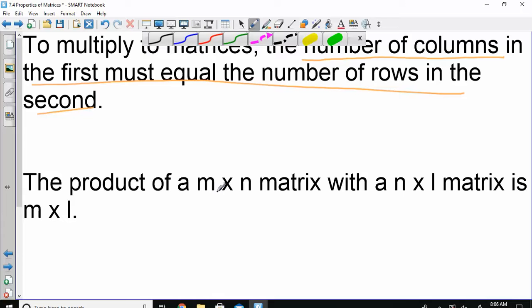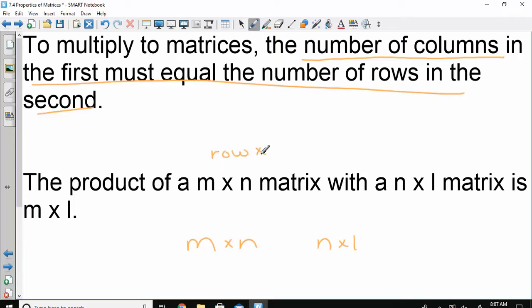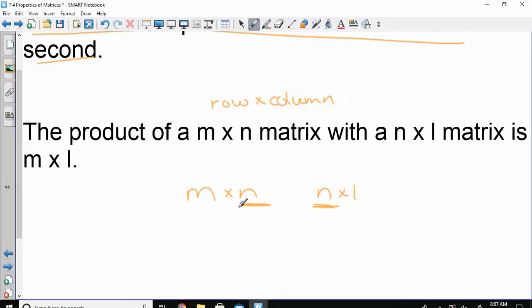So what we will do is write the size of each matrix when we get ready to multiply them. If I took an m by n times an n by l, remember we do row by column when we talk about the size. The number of columns in the first has to equal the number of rows in the second. So when you set these up, these two numbers have to be the same. The size of the final matrix will be the outside numbers, so an m by l.